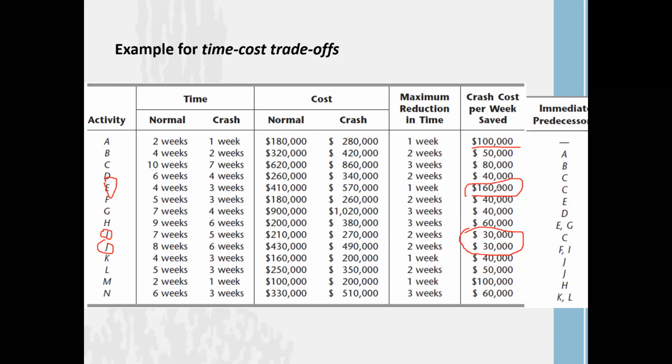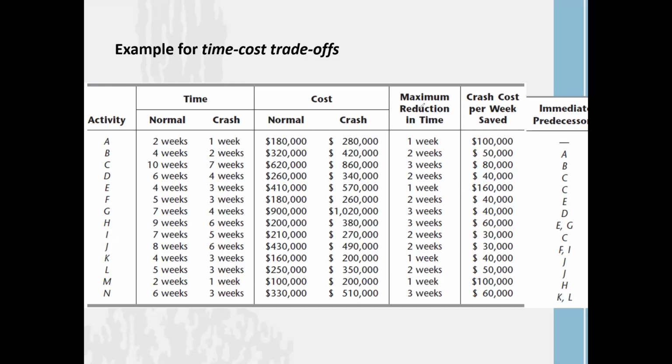Are you going to crash activity E, or activity I or J? That's why we need to calculate this crash cost per week. Definitely you are not going to crash activity E. Why? If you reduce it, you have to incur more cost. But if you try to reduce these two activities, your incurring cost is comparatively low compared with activity E. So that's the meaning of PERT.